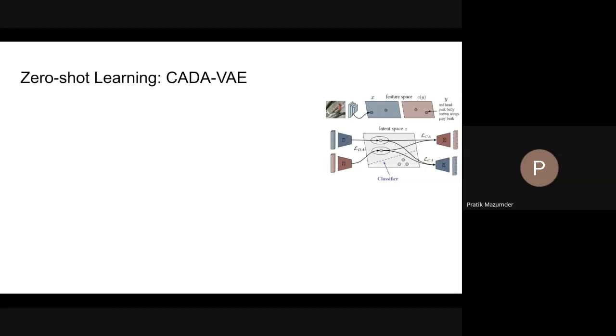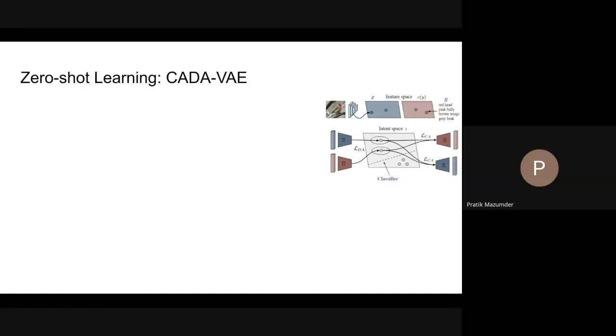But we make this impossible task possible by utilizing the seen classes that we have, as well as by utilizing some semantic information regarding all the classes that we have. So we use some sort of semantic vectors, whatever the semantic representations are. And the names of these classes then help us to guide our representation learning process. Okay, that's the general idea that gets followed in zero-shot learning.